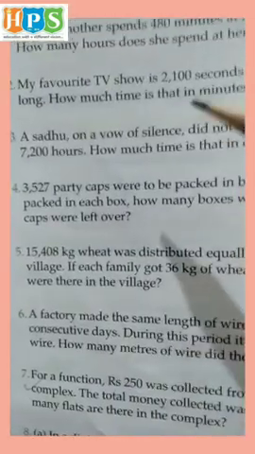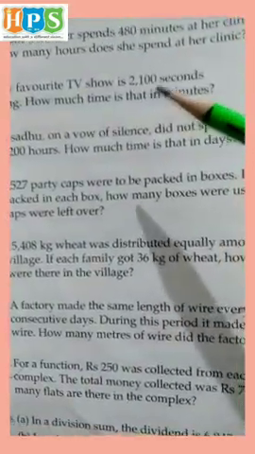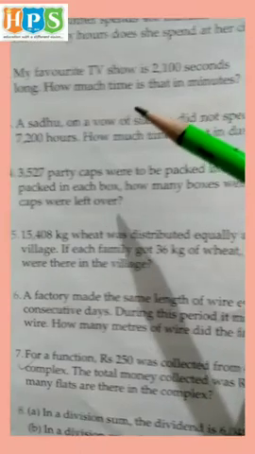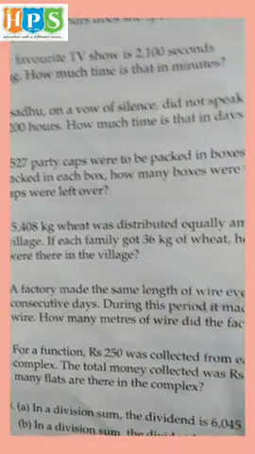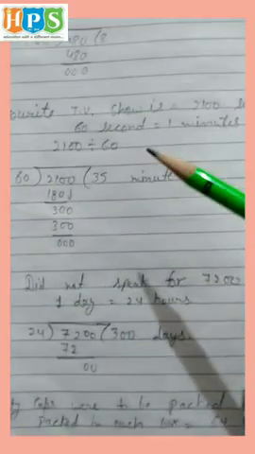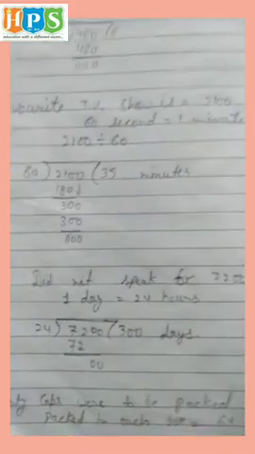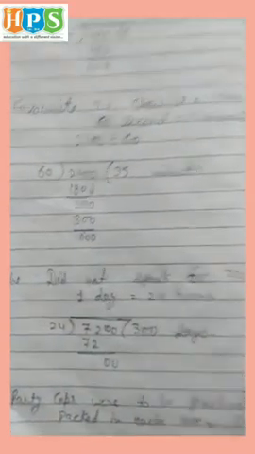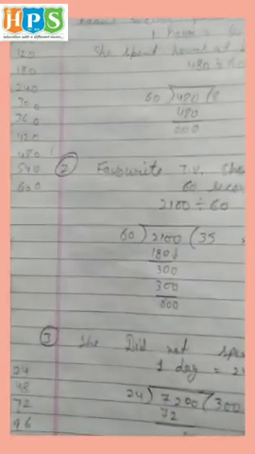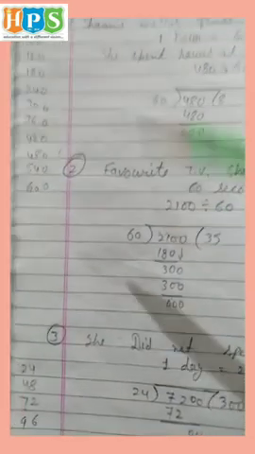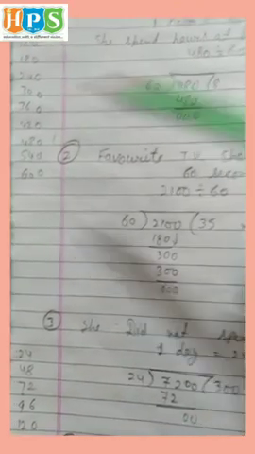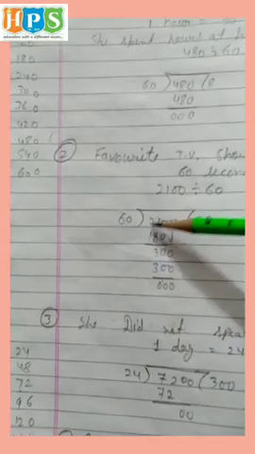Question number 2. My favorite TV show is 2100 seconds long. How much time is that in minutes? 60 seconds is equal to 1 minute. 2100 divided by 60. So we need the table of 60. So 6 1s are 60, 6 2s are 120, 6 3s are 180 and 6 4s are 240. So 240 is the larger digit.